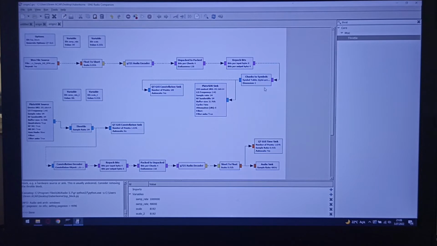For the SDR sink, the sample rate and bandwidth were determined as 1 mega. For the receive part, for the SDR source, the sample rate and bandwidth were determined as 1 mega. And in the flow, the samples per second flow was throttled.